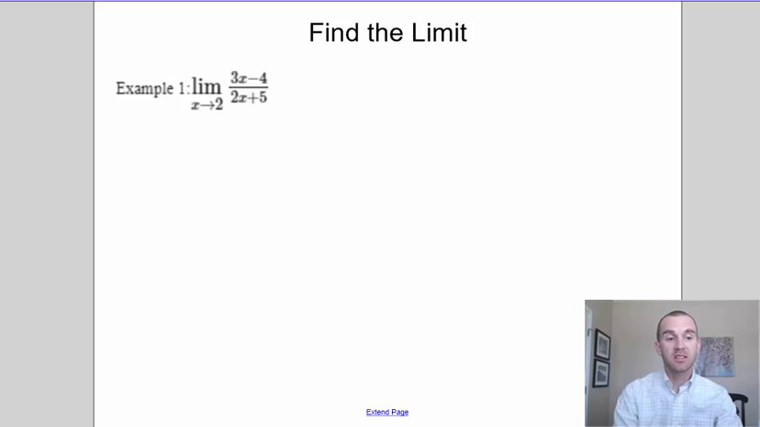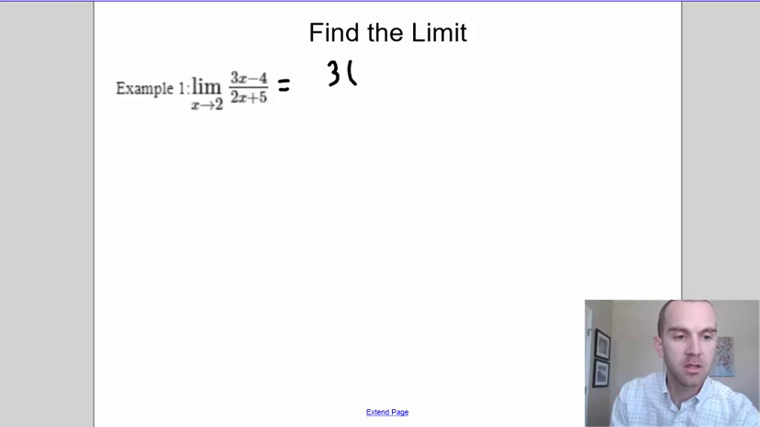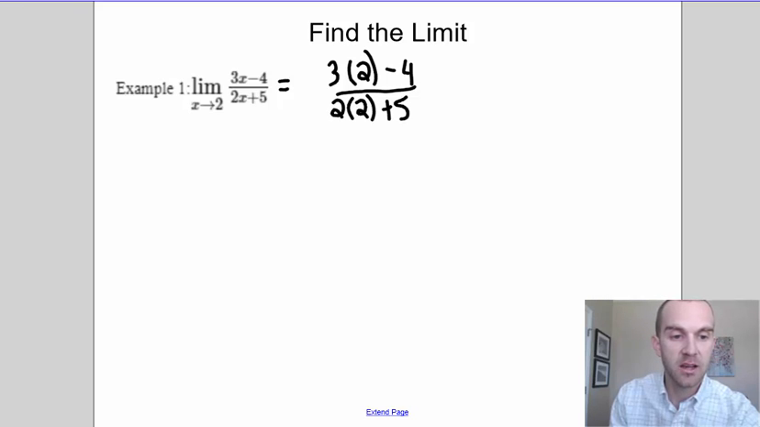All right, let's work on finding some limits. So the first thing we want to do is always see, does a limit actually exist at what we're trying to approach. So here we're trying to approach x equals 2. So if I do that limit, we would have 3 times 2 minus 4 over 2 times 2 plus 5.